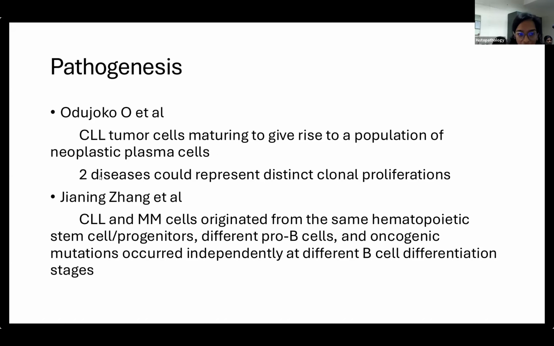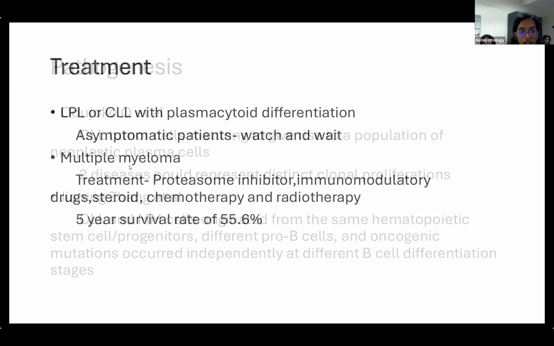The other hypothesis is that the two diseases could represent distinct clonal proliferations. This goes well with our case. Another journal says CLL and multiple myeloma cells originate from the same hematopoietic stem cell progenitor, and different pro-B cell oncogenic mutations occurred independently at different B cell differentiation stages. This makes more sense with our case.